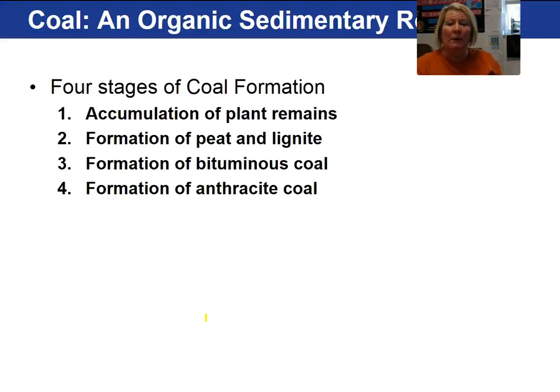With deeper burial, higher temperatures, greater pressures, that plant material will become peat and then a light brown soft coal called lignite. Upon further burial and higher temperatures and pressures, the lignite turns into bituminous coal, which is primarily what we burn here in North America. And if it is even deeper in the earth, it becomes a metamorphic type of coal called anthracite coal.